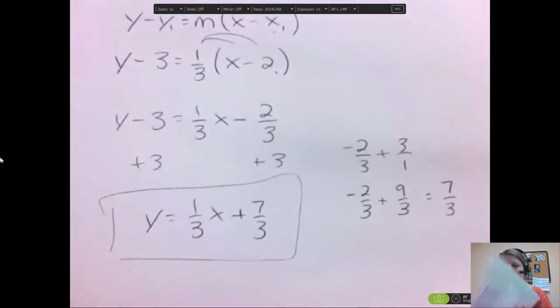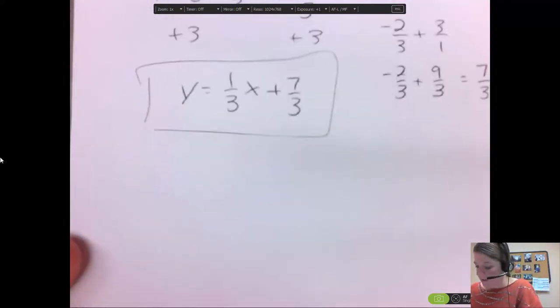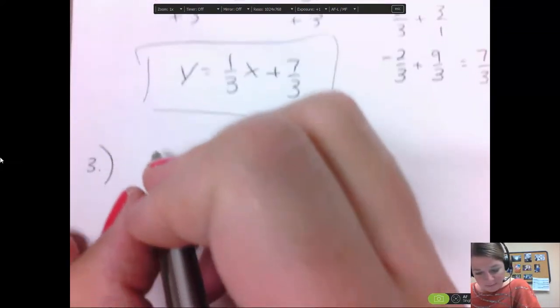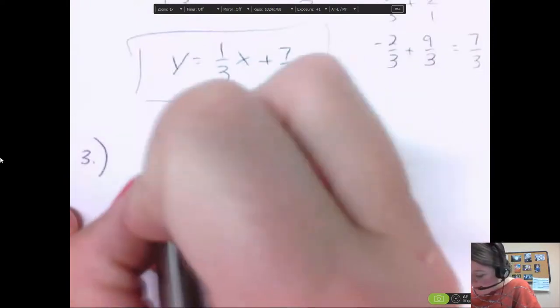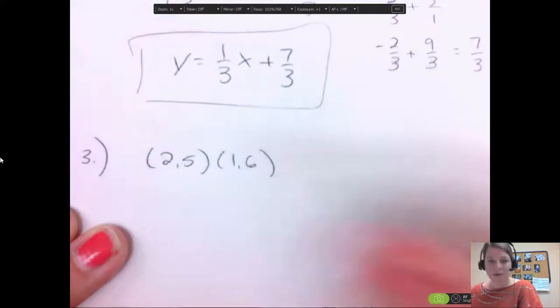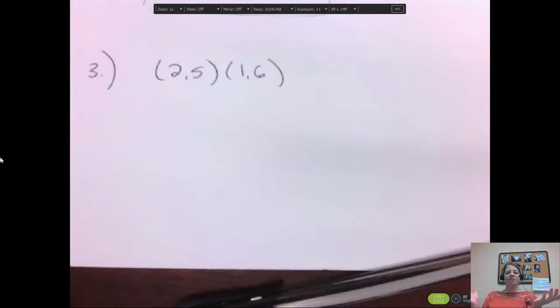Okay, so what if I'm given even less information? So what if I'm just told that I have the points (2, 5) and (1, 6)? So what if I'm just told, all right, what's the equation of the line that goes through these 2 points?